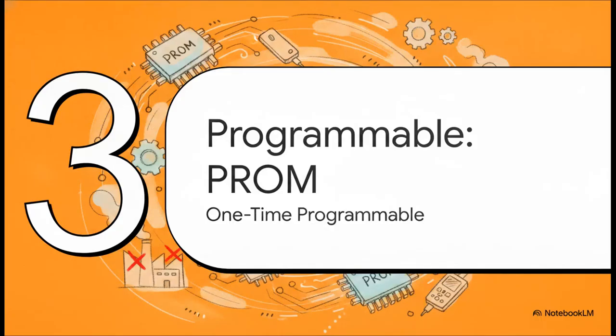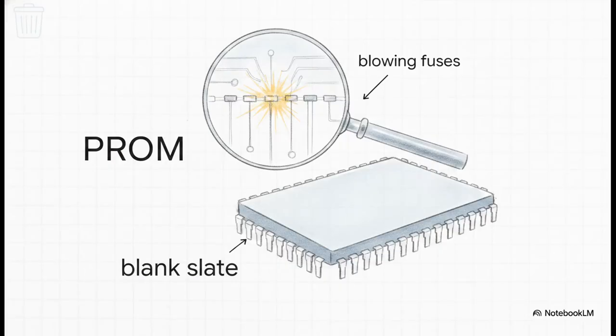Which brings us to section 3, one-time programmable PROM. Enter PROM, or Programmable Read-Only Memory. This solved that massive factory bottleneck by shipping as a total blank slate. It allowed electronics developers to program the chip themselves using a special piece of hardware. But here was the catch. You could only write to it exactly once. Inside the chip were these tiny electrical fuses. When you programmed it, you were literally blowing these fuses to create the data pattern.